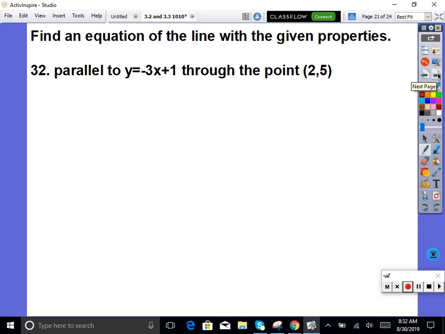Okay, let's read this. So I would maybe write this example down. It says, find an equation of a line with the given properties. So this is 32 out of the book if you're interested. They want a line that's parallel to y equals -3x plus 1 that passes through the point (2, 5). So really, the only thing that matters to us is the fact that it's parallel.